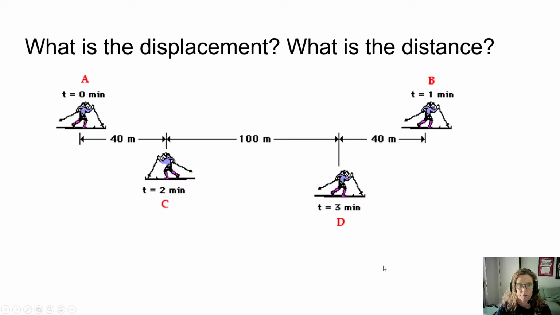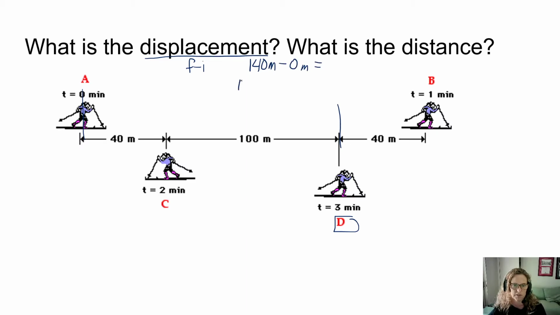Okay, let's do another example. So here we're looking at a skier, and they want to know first what's the displacement. So remember, displacement is final minus the initial. So final is d right here, and we can see it's here, and initial is right here. So all we need to know is this entire distance. They went all over the place, but they started here, they ended here. So 140, because it's 100 here and 40 here. So the final position is 140 meters minus the initial, which was 0 meters. So our displacement is 140 meters.